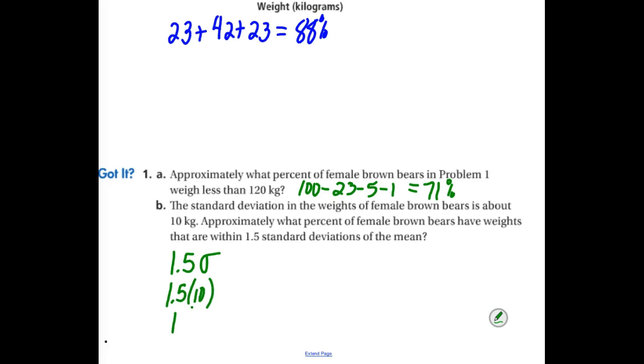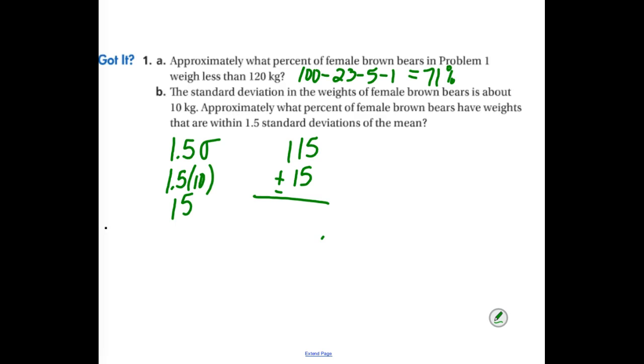We're talking 15? Okay, so they're talking within 15 kilograms of the average, which means we are going to take our average, I had you circle that earlier, that was 115 kilograms, and we are going to add and subtract that 15 kilogram increment. What do we end up with for a low value, and what do we end up with for a high value? Okay, so we're looking at being between 100 and 130.